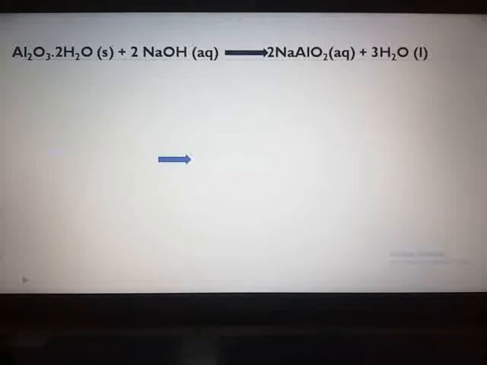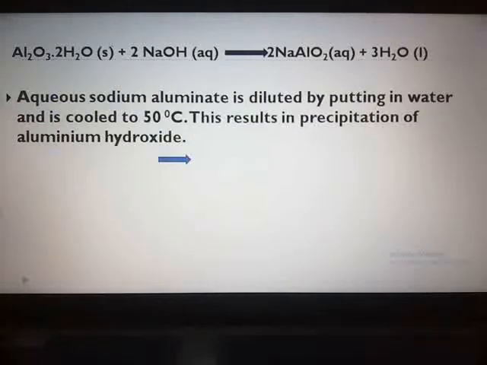Now the iron oxide which is present in the impurities, that is the gangue, does not dissolve in aqueous sodium hydroxide. It is then separated out by the process of filtration. But silica, SiO2, present in the gangue, dissolves in this caustic soda, that is sodium hydroxide, to form soluble sodium silicate. Now aqueous sodium aluminate is diluted by putting in water and cooled to 50 degrees Celsius, and this results in the precipitation of aluminium hydroxide.